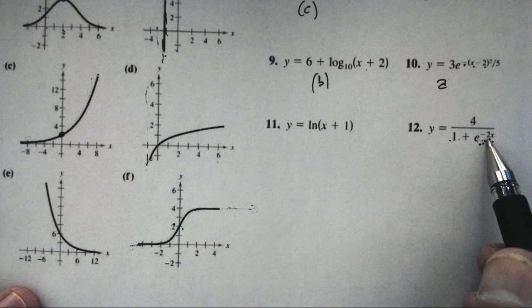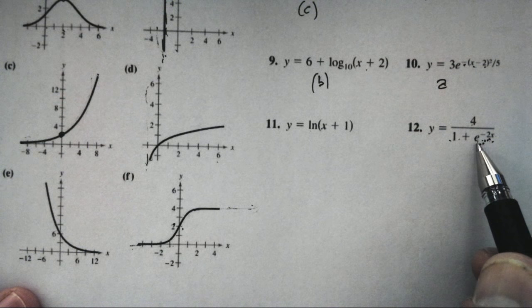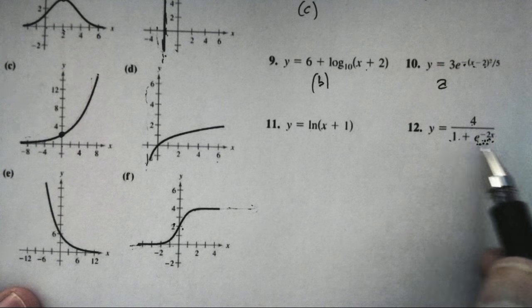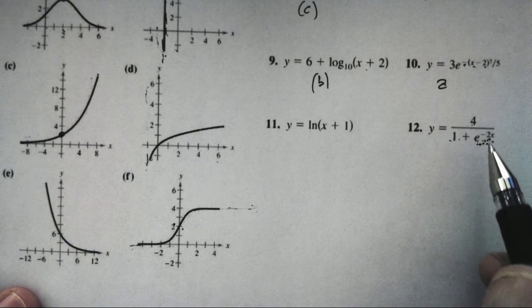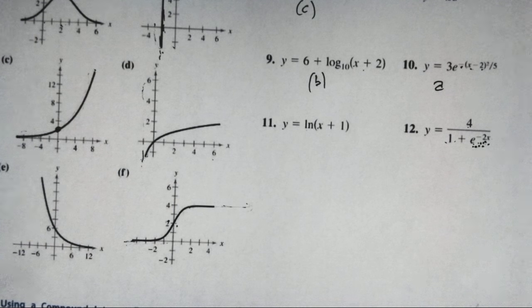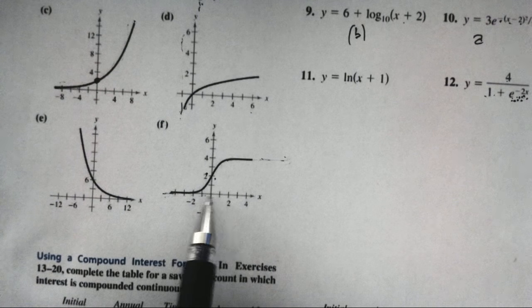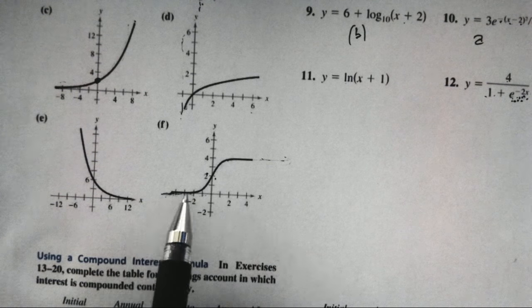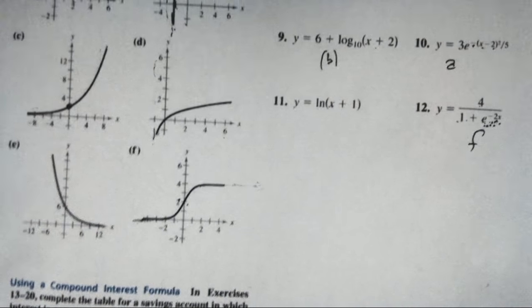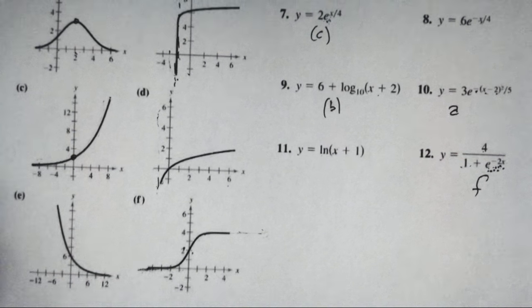How about a huge negative value here for x? I get e to a huge positive value. 4 divided by 1 plus a huge positive is 4 divided by a huge positive, which wants to approach 0. So as we move to the left, we're trying to approach 0 over here. So that one is F for sure. 3 different ways we kind of determine that.